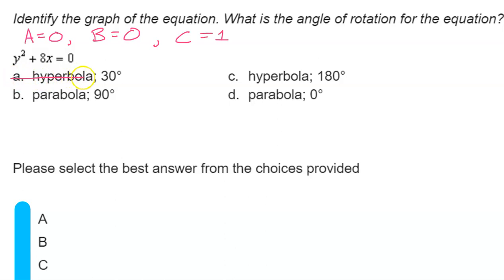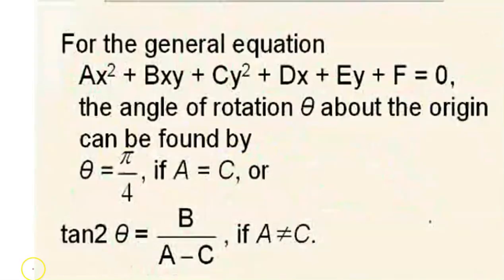So we can forget about options A and C that mention hyperbola. The answer will either be B or D. So we already have a 50-50 chance. Now, in order to find the angle of rotation, we have to look at some more notes. All right, pause the video and write these notes down if you need to.